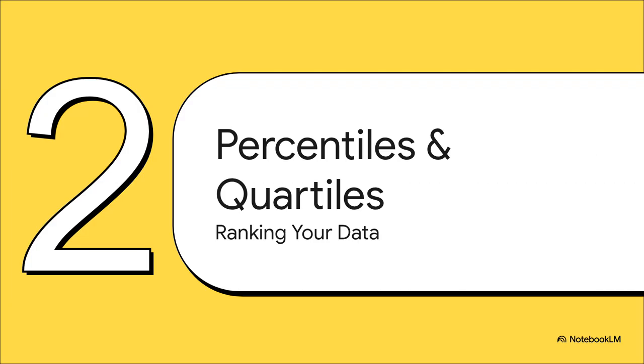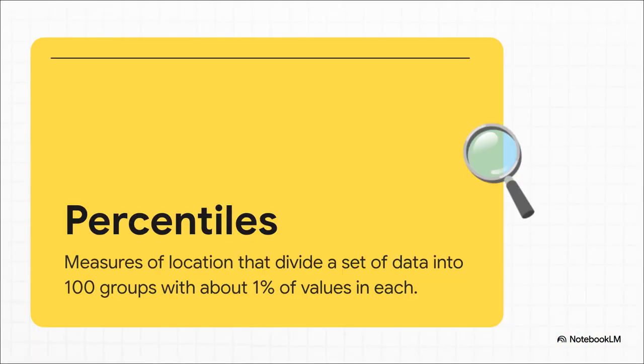Okay, so z-scores are awesome, but let's switch gears to another way of looking at this, one that might feel a little more familiar. We're talking about percentiles and quartiles. You've probably seen these on standardized test results or your kids' growth charts. The idea of a percentile is really just about ranking. It slices the data up into 100 equal chunks.